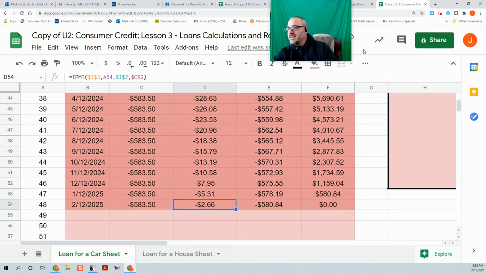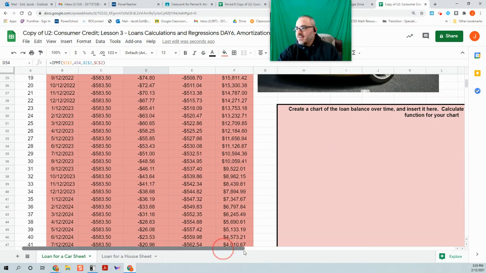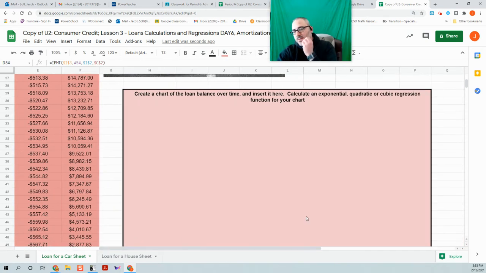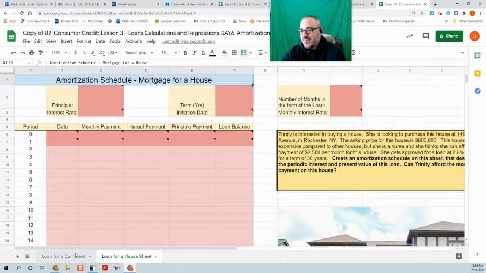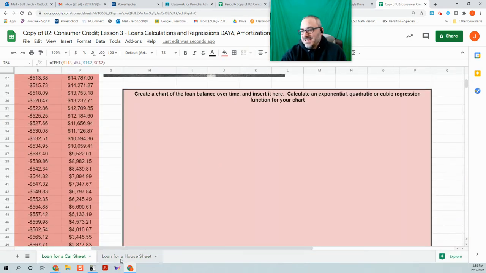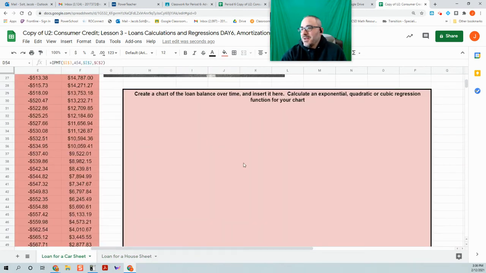Okay, something I did not go over in class. I did not talk to you about creating a chart. And maybe when we get back on Monday, this is what we'll do. We'll do this chart, and I'll let you work on the loan for house. You can do this one on your own. It's the same thing, different numbers, different situation. You're just going to do what we did for the loan one, and we're going to do a chart right now. Okay, here we go.